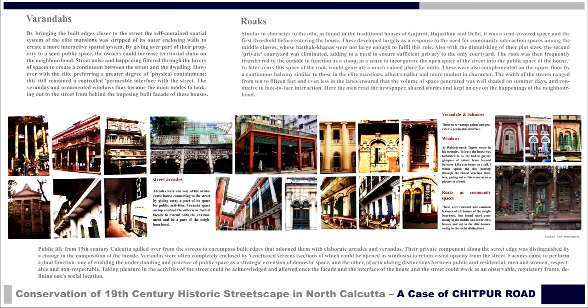Public life in 19th century Calcutta spilled over from the streets to encompass the building edges that were adorned with elaborate arcades and verandas. Facades became a strategic extension of domestic space, and the distinction between public and residential, but then the street could work as an observable regulatory frame defining one's social location.